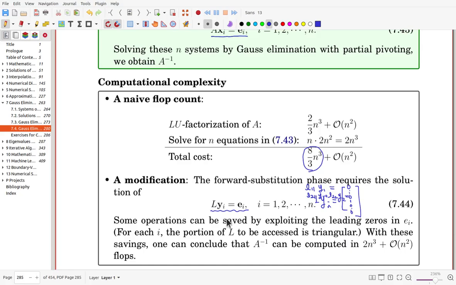Along with this operation, you can save some computation so that A inverse can be computed with a cost of 2n cubed. It's not much of a saving here, however, it's cheaper anyway. So getting A inverse requires 2n cubed, we can say.